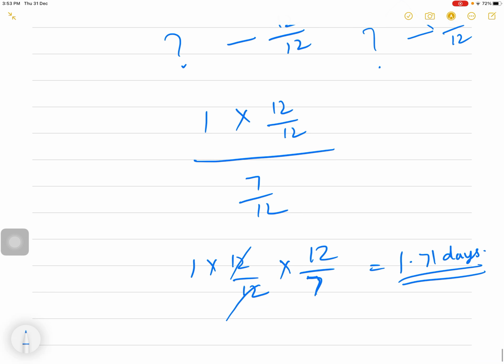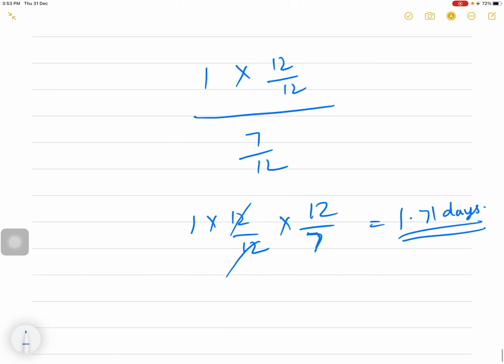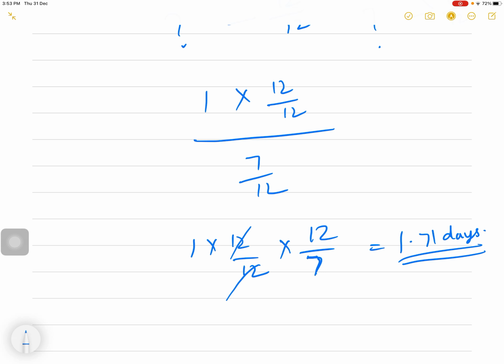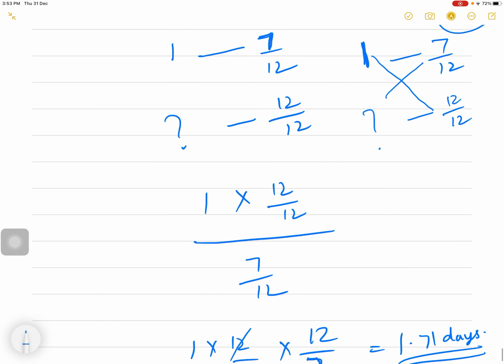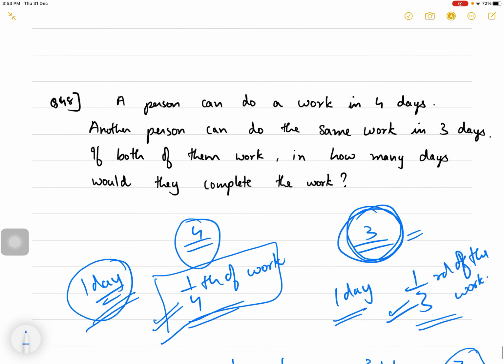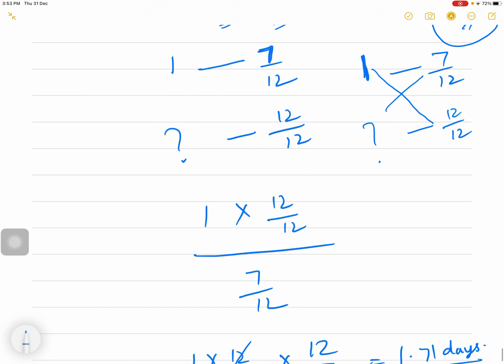1 into 12 by 12 is 1 only. Divide by 7 by 12. When you multiply, 7 by 12 becomes 12 by 7. Correct? So 1 into 12 by 12 multiplied by 12 by 7. So 12 by 7, when you calculate, it comes to 1.71 days. So it will take 1.71 days to complete the work. Okay. These kind of problems we'll be solving more. Okay. This is just the first problem.